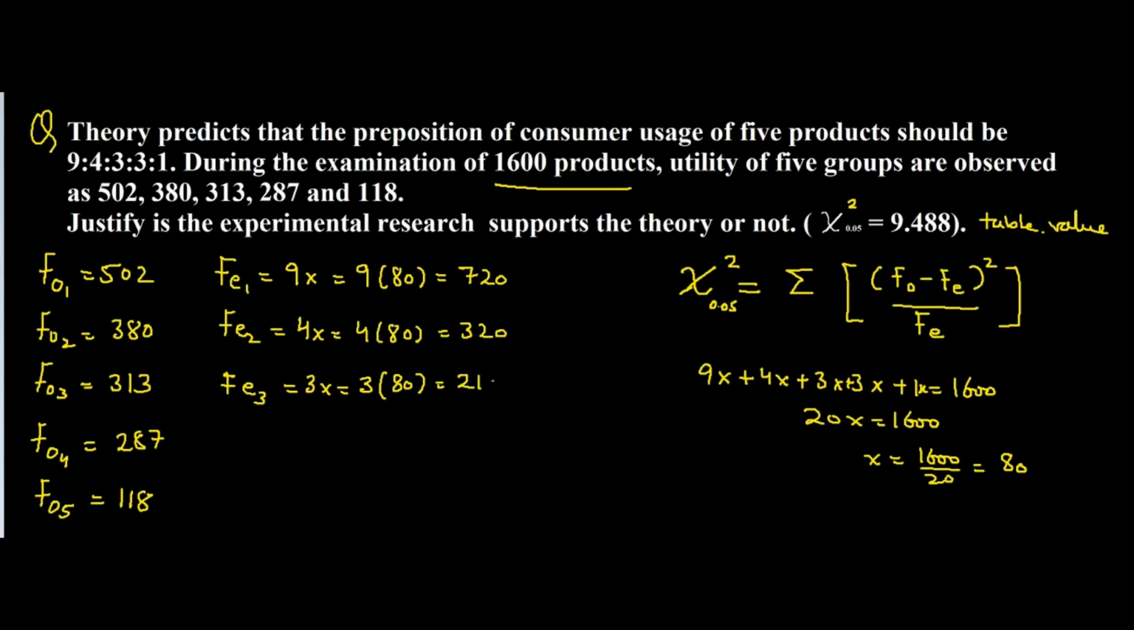3 times 8 is 24, so 240. And the same way FE4 is going to be the same because it is 3x, so 3 times 80 is equal to 240. Now the estimated value for the fifth is simply x, which we can write as 80. Now we got this table.